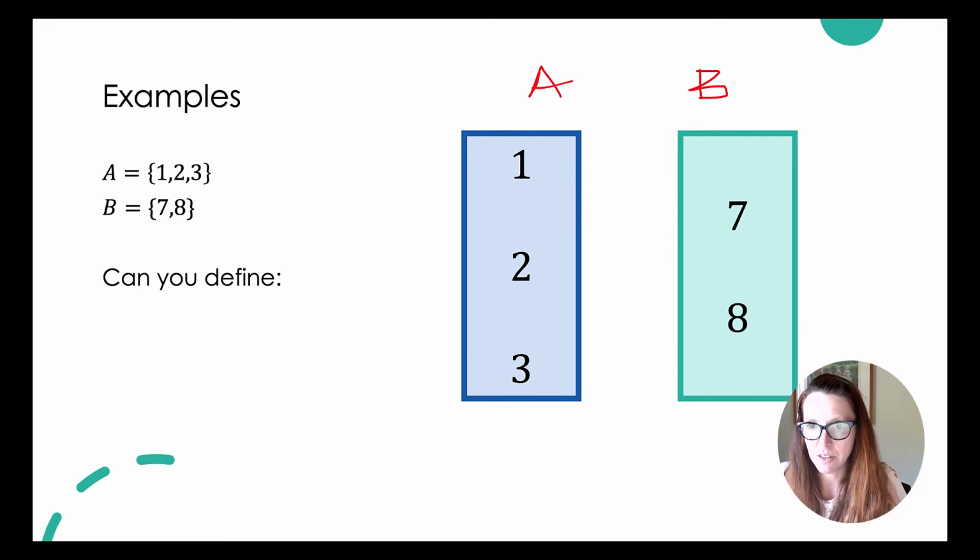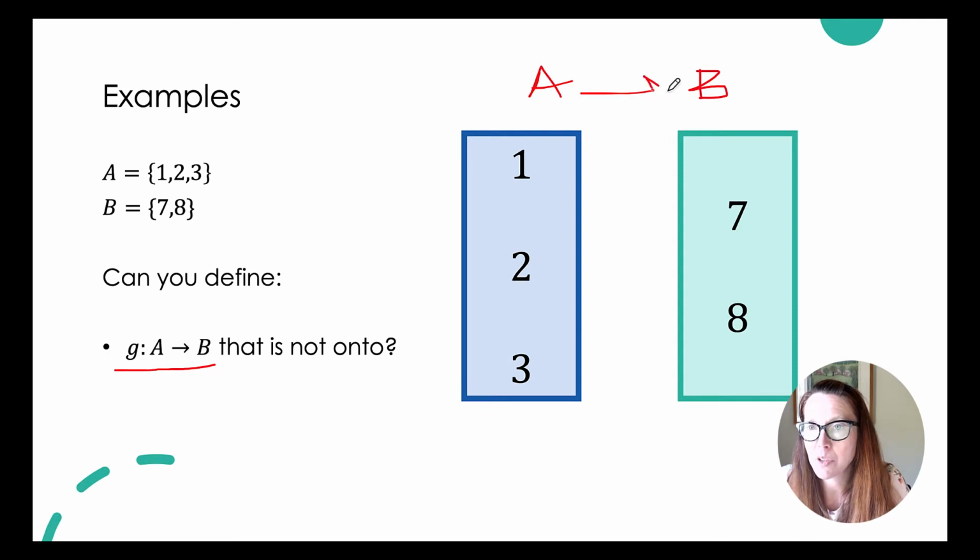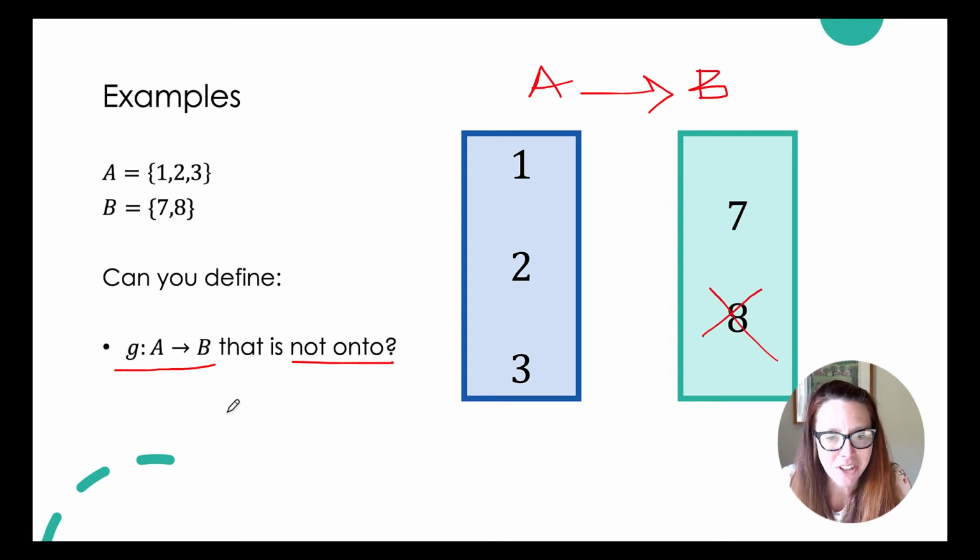This time we have a new challenge. This time we want to find a function g going from A to B, so we're moving in the same direction, such that g is not onto. This one's a bit easier. Essentially what we need to do is make sure that, to be not onto, one of these is not going to be hit. So let's say we're not going to ever get to 8. Well, I can find a function that does that.